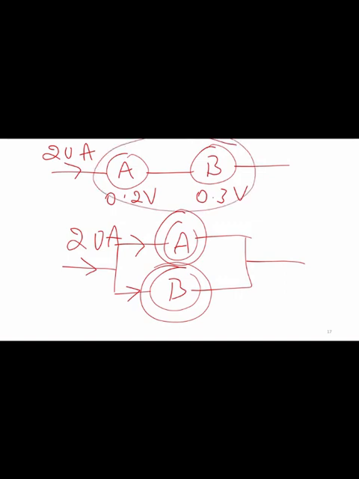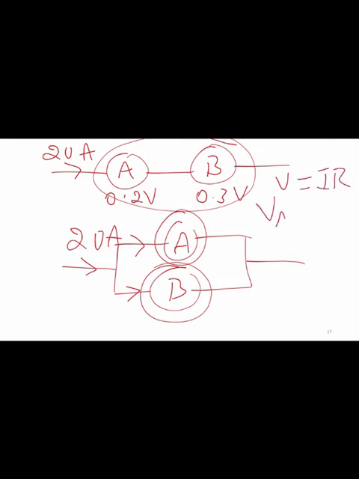In the first condition they have given the current, and it's a series connection, so the current flowing through both ammeter A and ammeter B will be the same, and different voltage drops are given for ammeter A and ammeter B. Using this we can calculate the resistance. From Ohm's law we know that V is equal to IR.